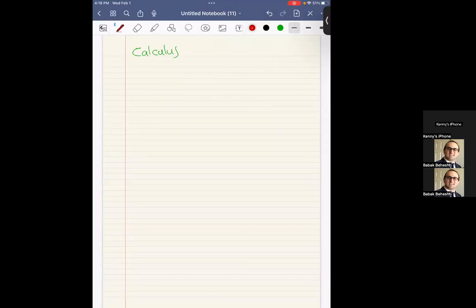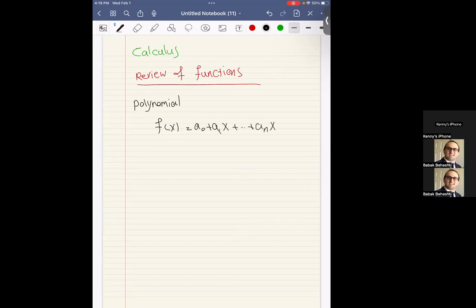Very good. So today we are going to do a little bit of review of functions that you learned in advanced functions. In advanced functions, you learned about different types of functions. For example, polynomials. A polynomial is a function f of this form, a0 plus a1x plus up to an x to the n. So f here is a polynomial of degree n.